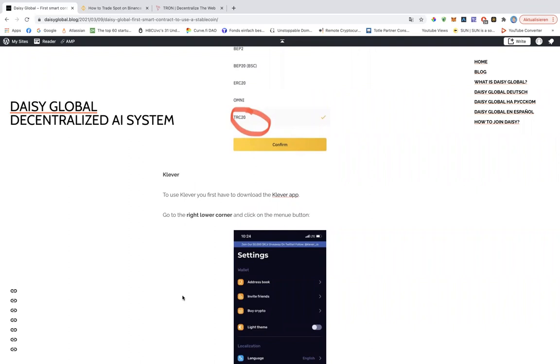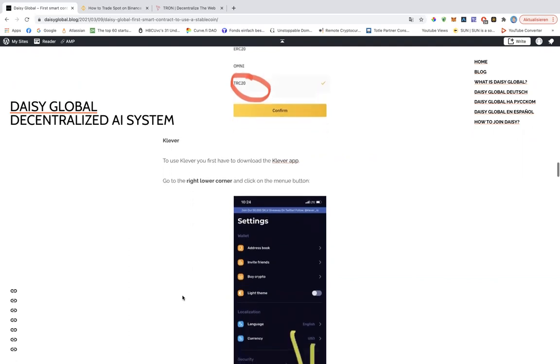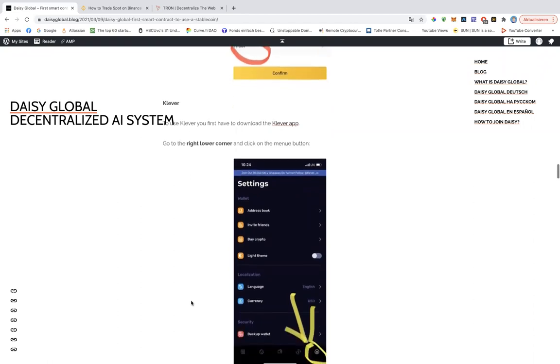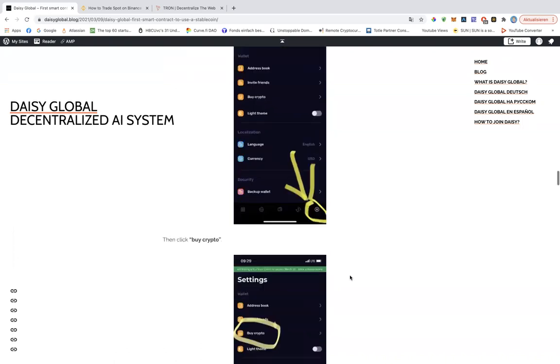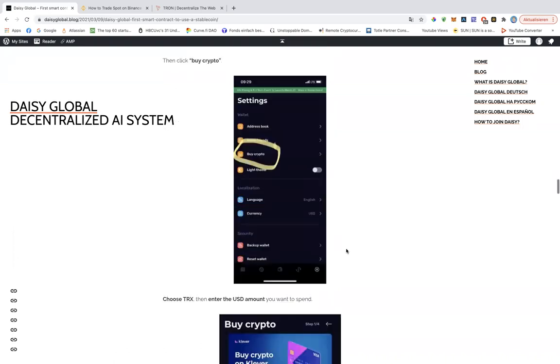So if Binance is too complicated for you, you can also use Clever. Clever is a Tron based application. It's basically the main Tron wallet, the most recommended Tron wallet, okay? And you can also buy Tron using your credit card through the app. You just hit this menu button in the right lower corner, and then you say buy crypto.